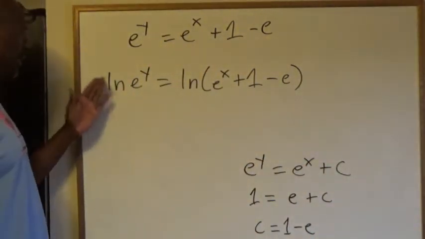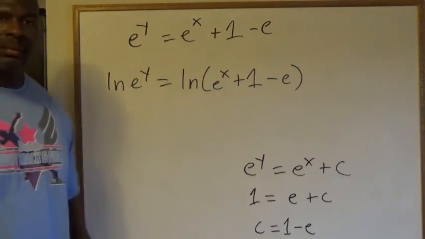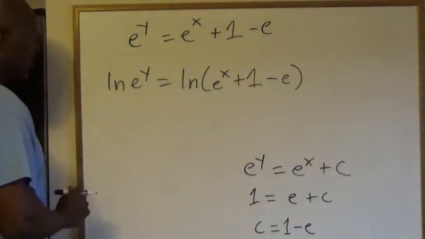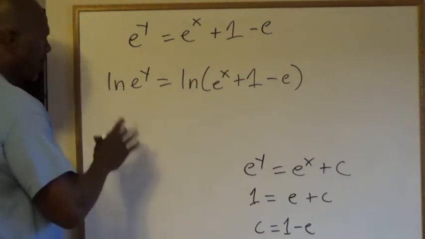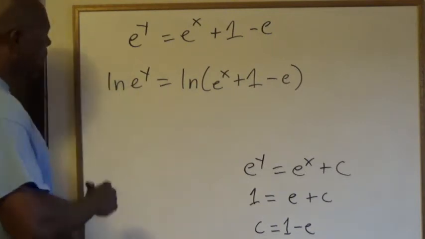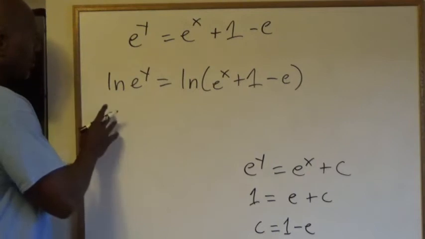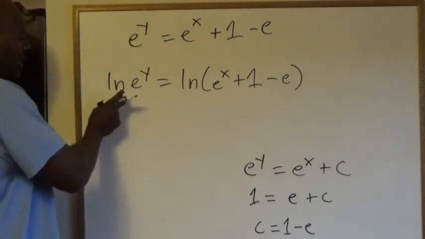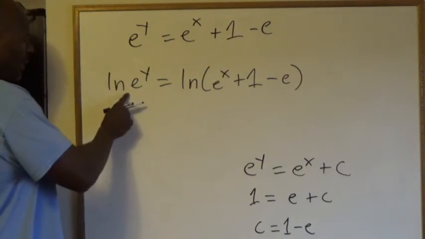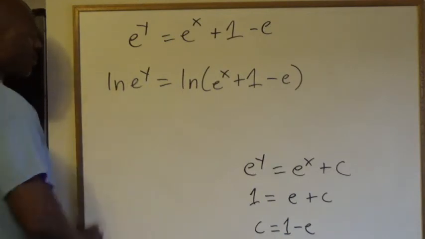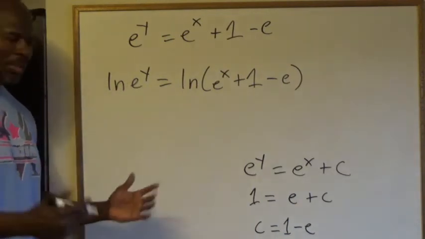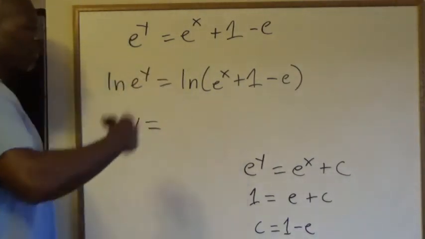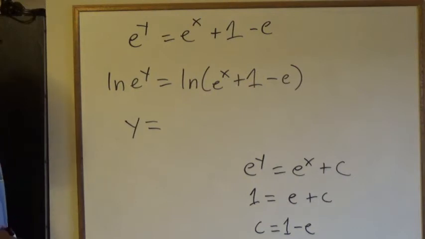Now, ln e to anything is anything. Because again, understand what a natural log means. Logarithms are used to find exponents, and a natural log has a base of e. So what this is actually saying is, what power do I have to raise e to in order to get e to the power of y? That power obviously is y. So ln e to the power of anything is going to give you that anything.